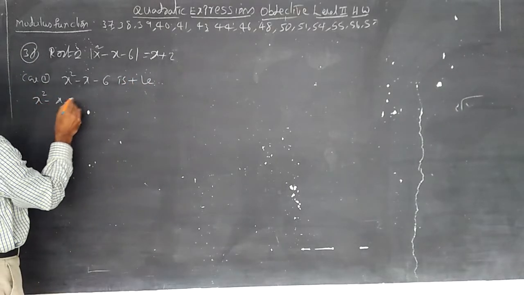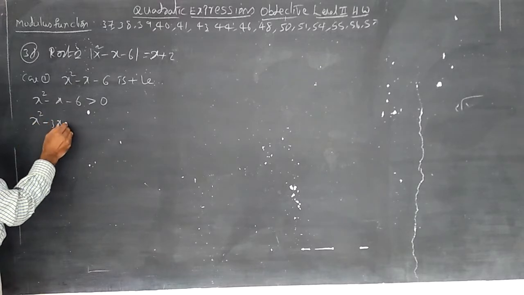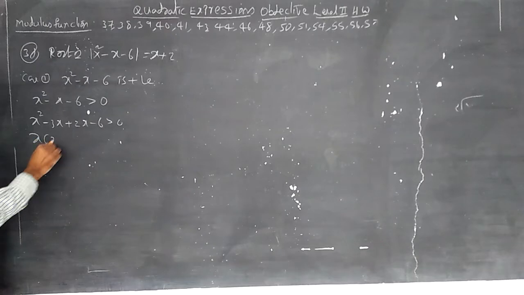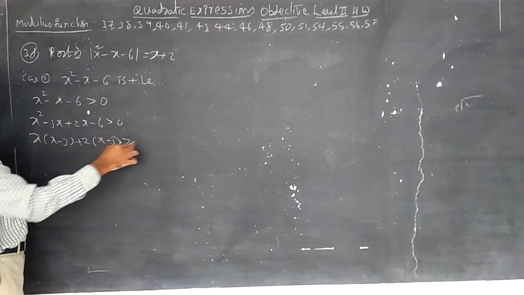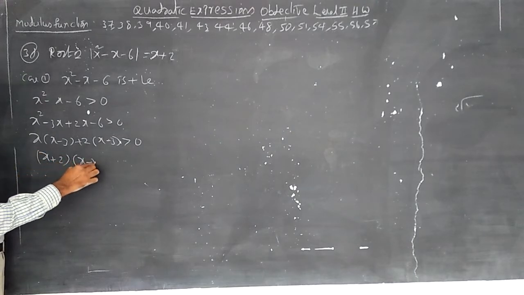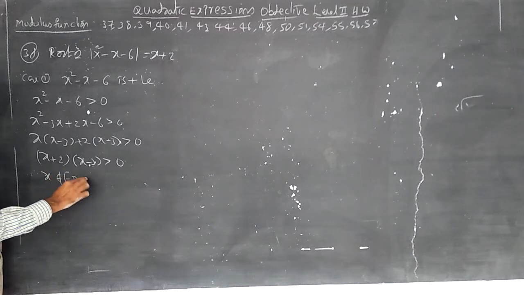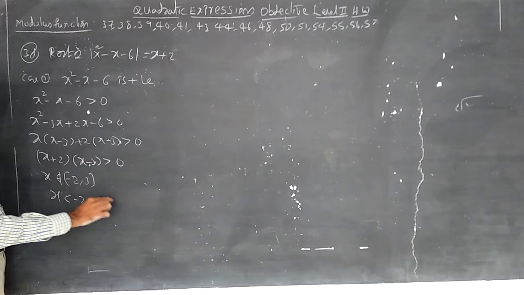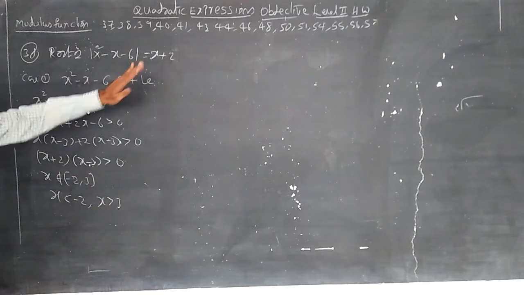So x square minus x minus 6 greater than 0. x square minus 3x plus 2x minus 6 greater than 0. x taken common, x minus 3 plus 2 into x minus 3 greater than 0. So x plus 2 into x minus 3 greater than 0. x does not belong to the closed interval minus 2 comma 3. So x less than minus 2, x greater than 3. You should consider the roots whenever it is positive.